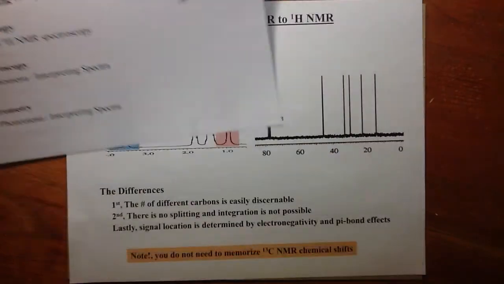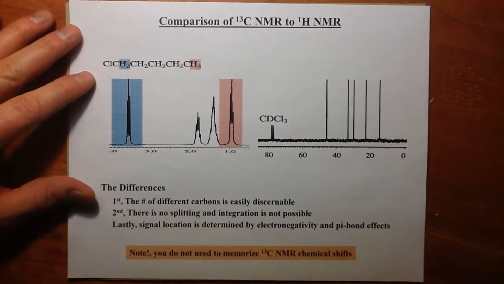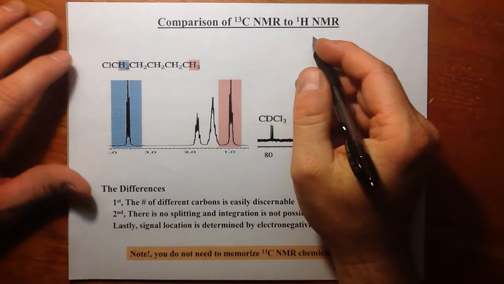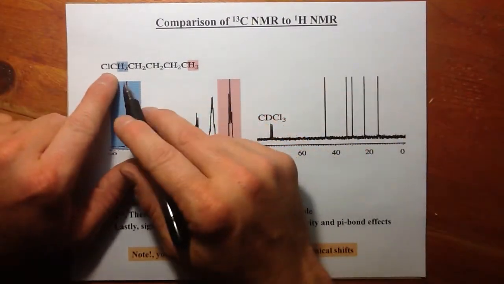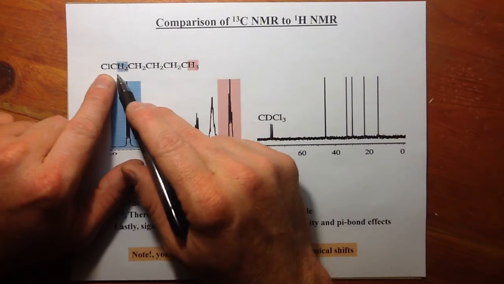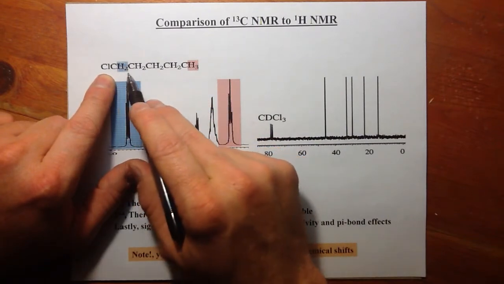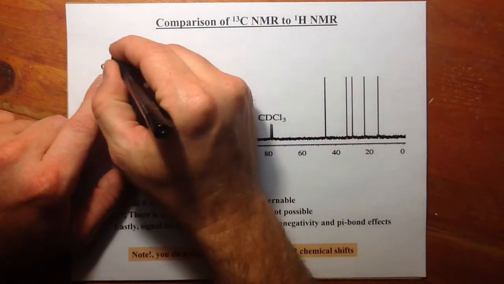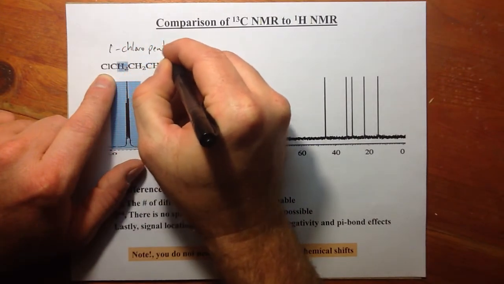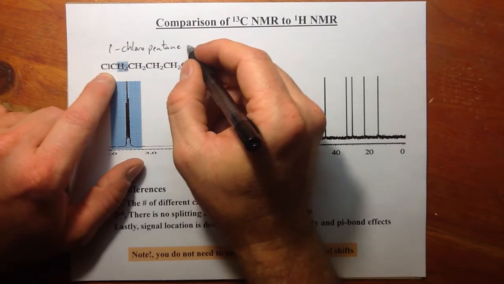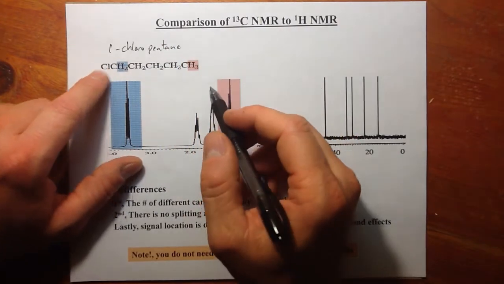So let's look at C13 NMR compared to proton NMR spectroscopy. And we're going to take this alkane that's just been chlorinated on the very end here. So we have pentane, 1-chloropentane, that we've proposed here. So we're kind of working from the structure here to what the spectra might look like.